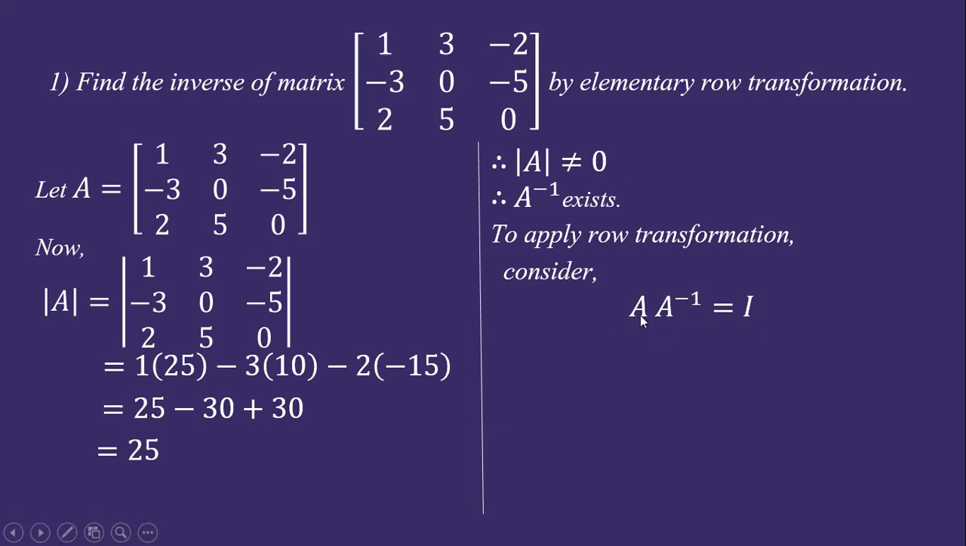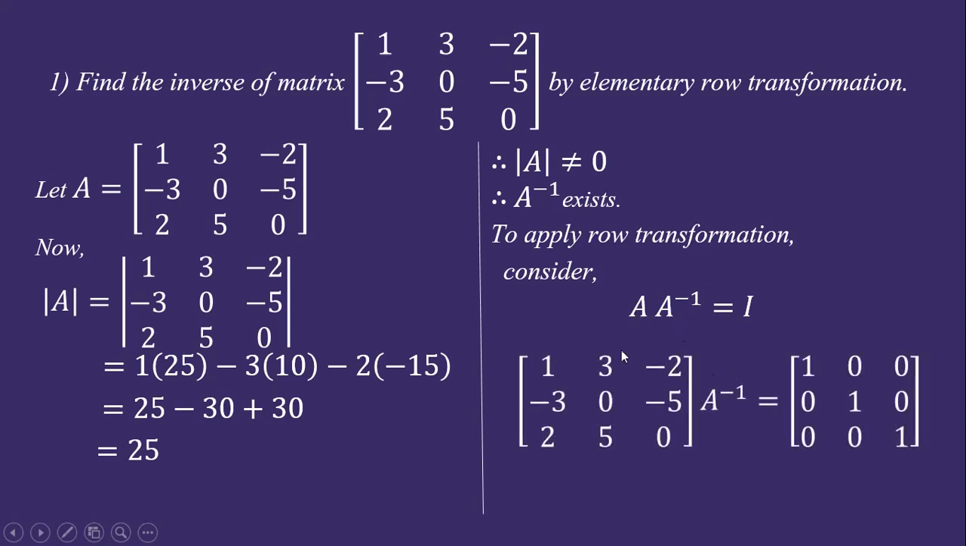Here A is a prefactor. Now we write this matrix A in place of A, and since A is of order 3, we consider the identity matrix of order 3. A inverse as it is. We write here matrix A inverse as it is equal to the identity matrix of order 3. Okay.